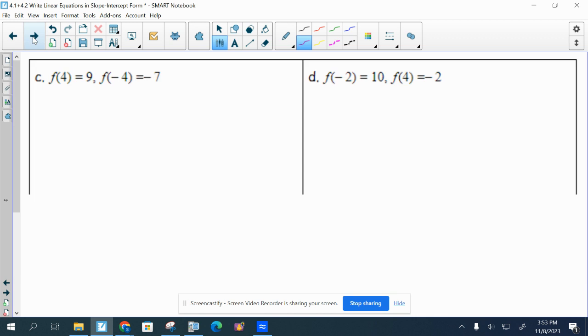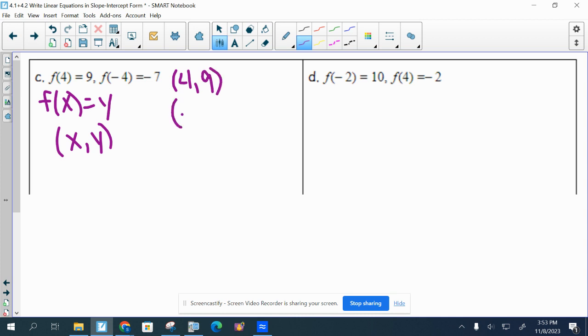The next type of example uses function notation. So if you thought you were done with function notation from chapter 3, no, you are not. We are going to keep using it. So this is related to a bonus question that was from the test. So remember, if you have f of x equals y, then you would write it as x comma y. So here, f of 4 equals 9 means 4 comma 9. And f of negative 4 equals negative 7 means negative 4 comma negative 7.